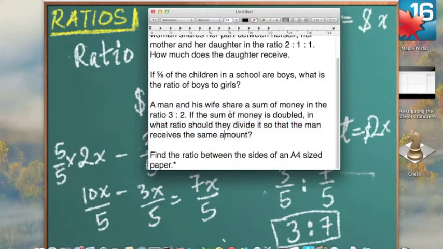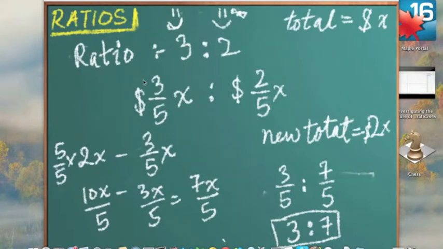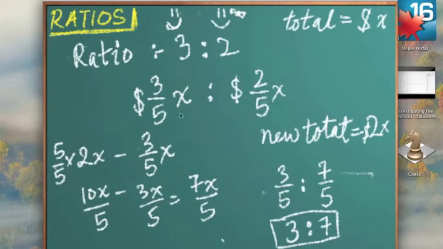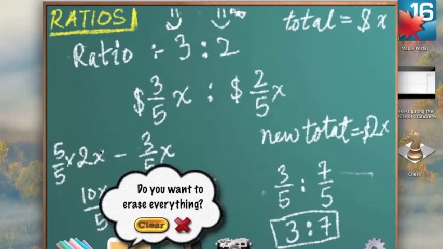Let's see. Find the ratio between the sides of an A4 sized paper. This is a star problem, not because it is difficult, but because it is more interesting than the last 3 problems, and because it's going to lead into something which we will be covering in a matter of some days. It's going to lead us to make the observation that not all numbers can be expressed in ratios.